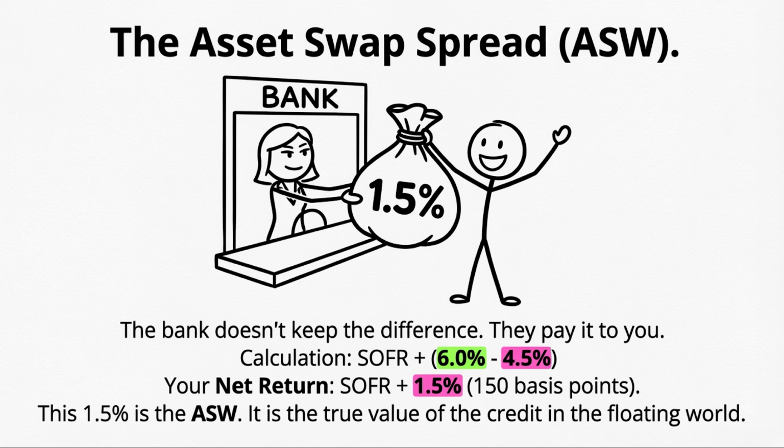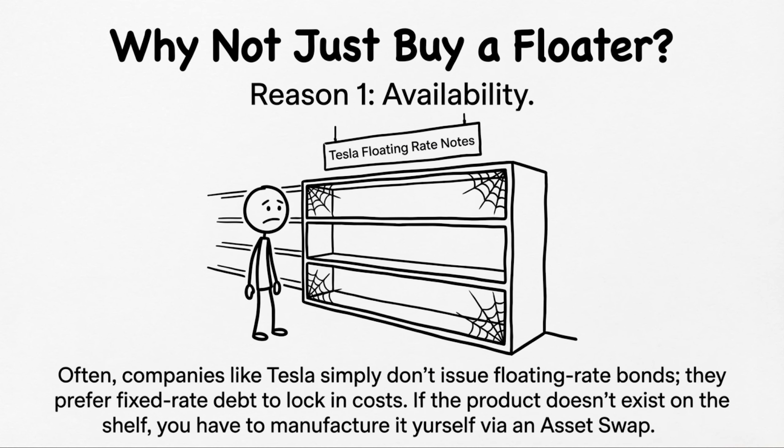Now, a smart student might ask, why didn't you just buy a floating rate note issued by Tesla in the first place? That is a great question. The answer is availability and price. Sometimes, companies simply don't issue floating rate bonds. They prefer issuing fixed rate debt to lock in their costs. If you want a Tesla floater, it might not exist. You have to manufacture it yourself using an asset swap.